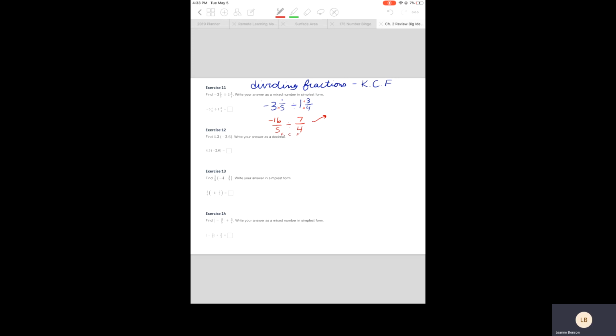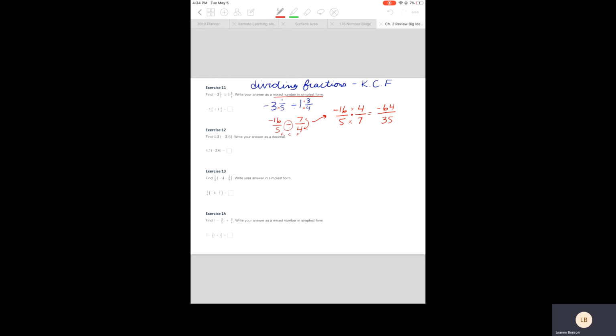So again, I'm going to keep my first fraction, change my symbol to multiplication, and then flip that second fraction. 4/7 will come from that 7/4. Again, I'm flipping the fraction. Once you have that situation where you're multiplying the fractions, which is the last step, you multiply across. So I need to do 16 times 4, which should be 64, and again, it's negative, over 5 times 7, which is 35.